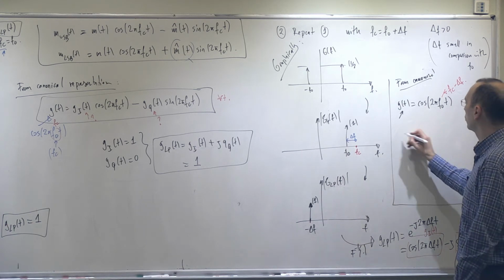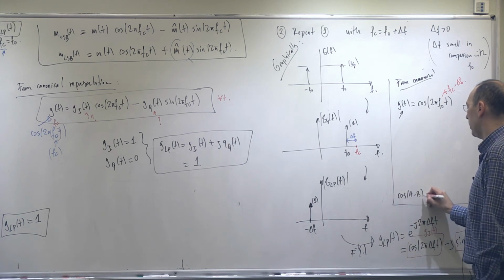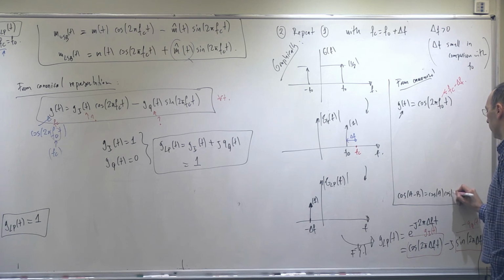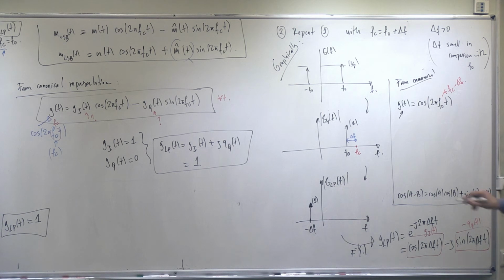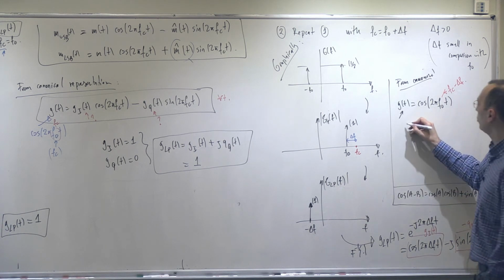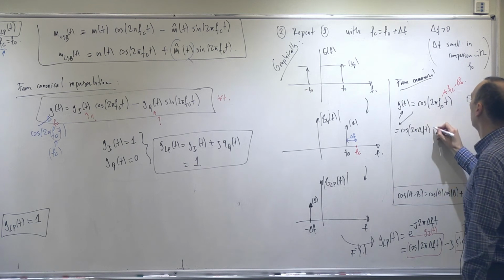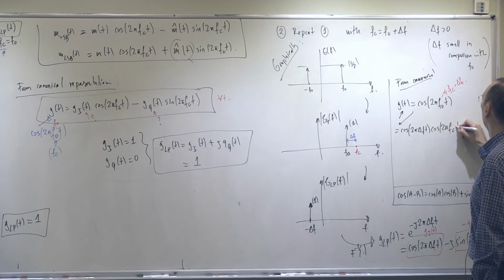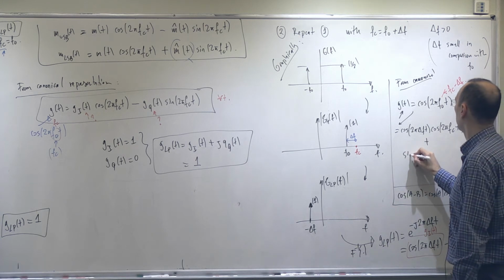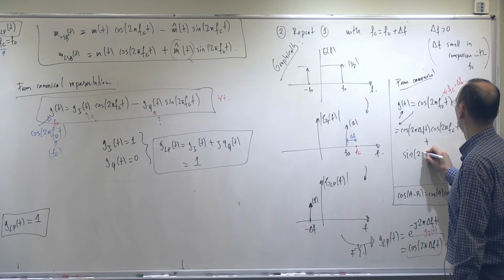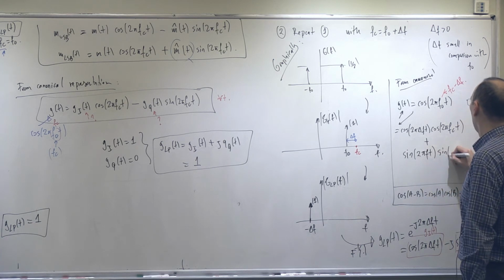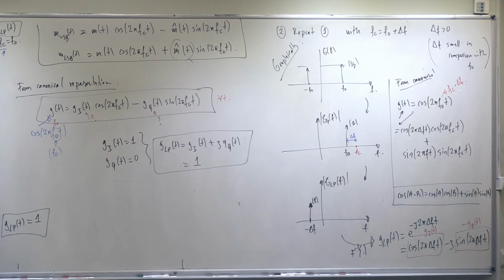Then how about this cosine expansion? Cosine a minus b. I will use this cosine expansion. So if I use that, let me use this part: cosine 2 pi delta f t cosine 2 pi fc t plus sine 2 pi delta f t sine 2 pi fc t. Okay? Because this will be, at the end, a minus b. So a is this, b is this, and so on.